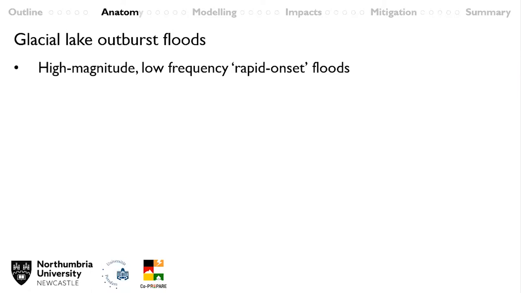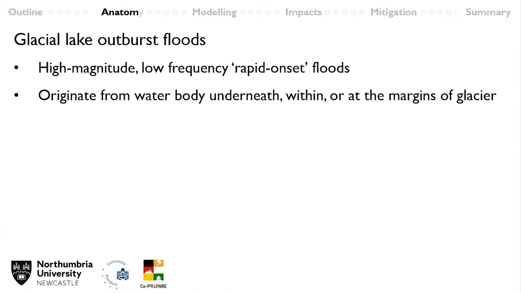They're rapid onset because there's generally a fairly short time between the beginning of the flood and the peak, and I'll develop that a little bit more as I go on. They originate from a water body underneath, within, or at the margins of a glacier. And in the following slides, I'll break down the different settings and landscapes in which we might find these water bodies that could produce an outburst flood.